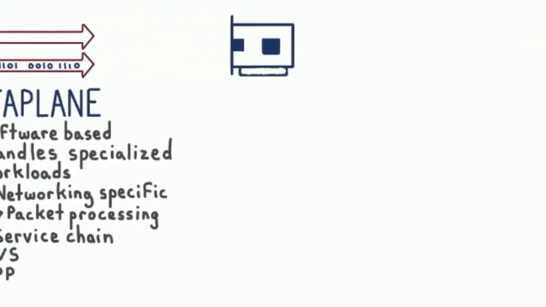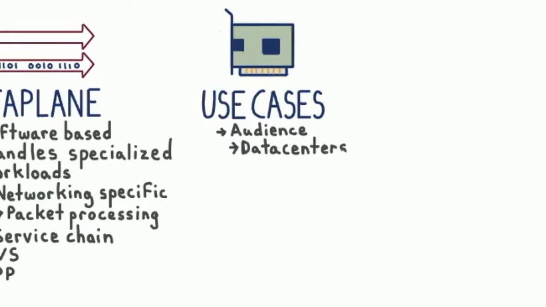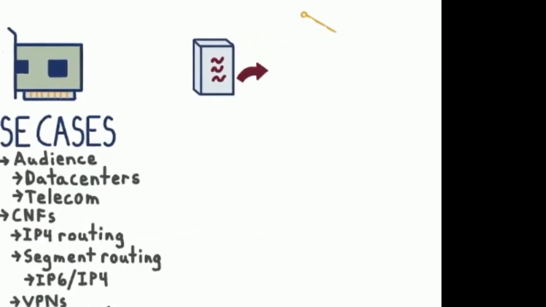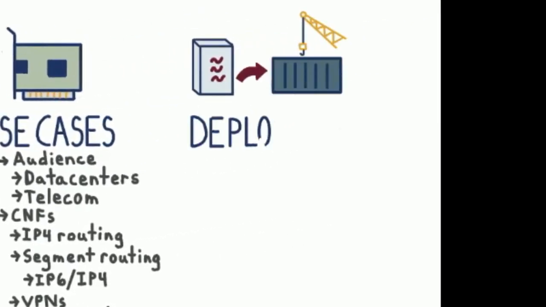The data center and telecom industry are the target audience for the use cases that are examined in the test lab. Cloud-native network functions are the way these use cases are implemented. Some potential use cases are IP4 routing, segment routing involving IP4 and IP6, and layer 2 and 3 VPNs involving MPLS. To deploy the cloud-native network functions, we use Helm charts.